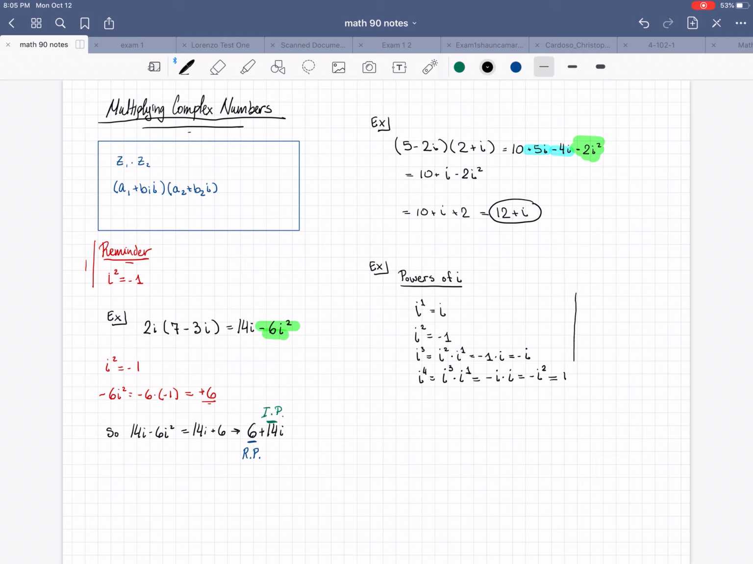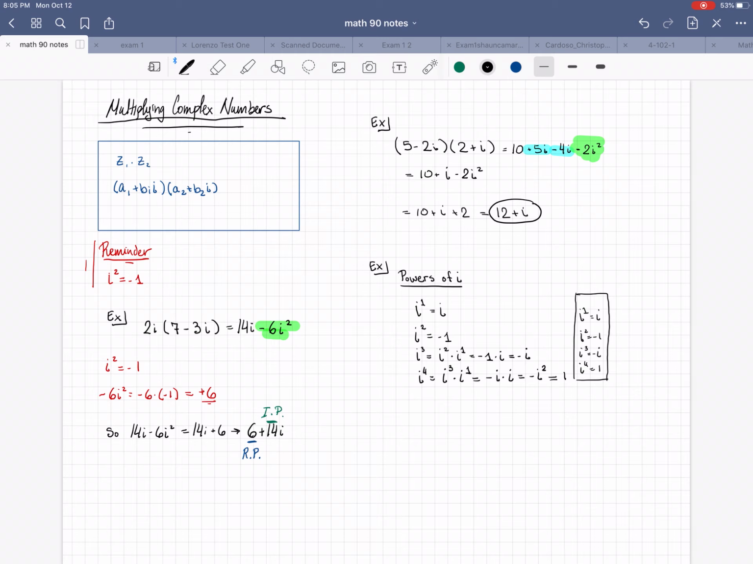So let's make a little table here of the first four powers of i. i to the first is i, i squared is negative 1, i cubed is negative i, and i to the fourth is 1. Why did I make kind of a big deal of this, put it in a box and so on?